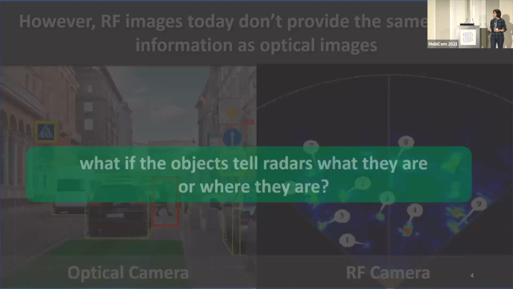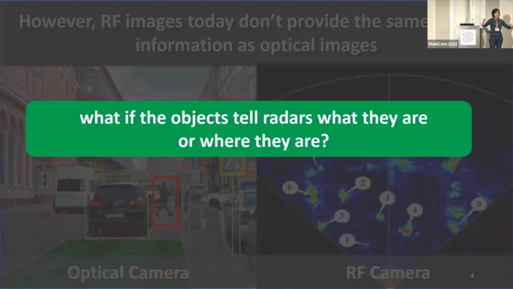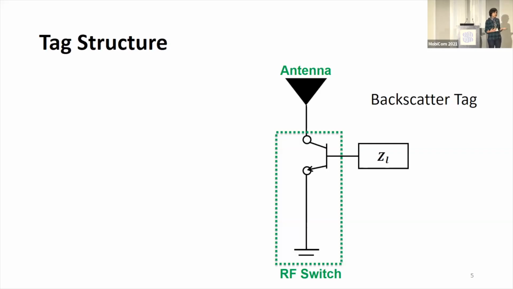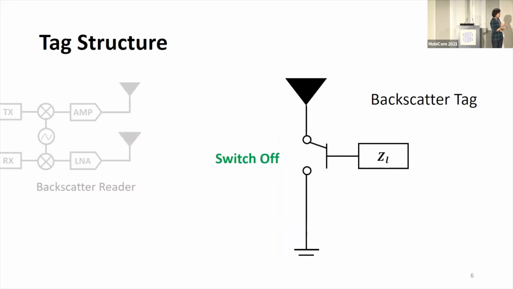So we asked, is it possible that the objects themselves can tell us what they are and where they are? That naturally led us to backscatter communication and RFIDs. If we look closely at the structure of a tag, it's nothing more than an antenna connected to an RF switch, and the way it communicates with the reader is through that RF switch. When the switch is off, the received signal will be absorbed by the load attached to the antenna, or you just use it for energy harvesting.